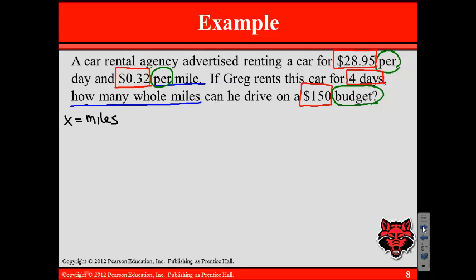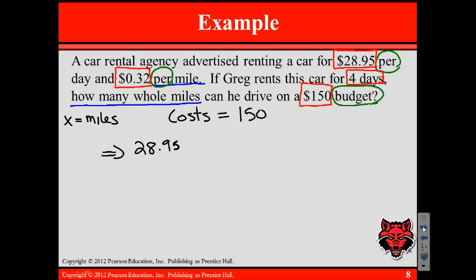Let's see what we can do now as far as setting up the problem. Let's start with the fact that we have a $150 budget. Well, if we have a $150 budget, my costs at the most can equal $150. So let's write that. Costs equal 150. We're willing to spend all of our money on the car rental, or at least all the money that we budgeted. On the left-hand side, let's try to determine what the costs actually are. As we go through the problem, we see that renting a car costs $28.95 per day. So we can start there.